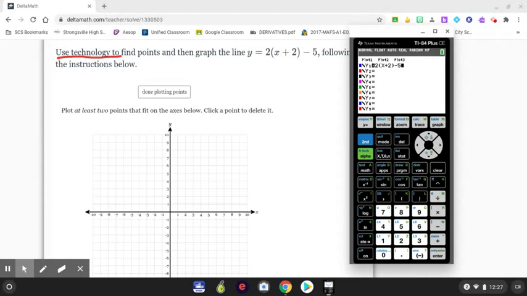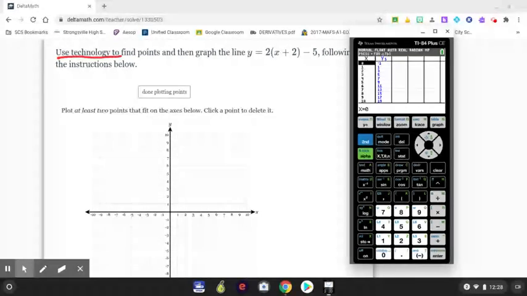All right, and then it says that I want to use technology to find points. So I'm going to go to the table to get some ordered pairs. I have to hit the second key, which is blue on my calculator, and I'm going to hit the graph button in the upper right corner. And notice that I can see some ordered pairs to plot. I have (0, -1). I have (1, 1). I have (2, 3). I have some options.